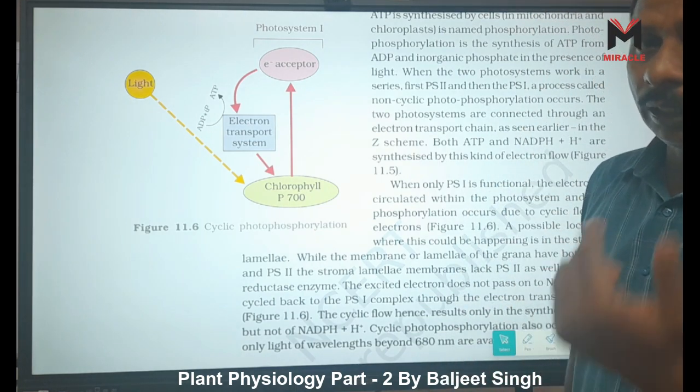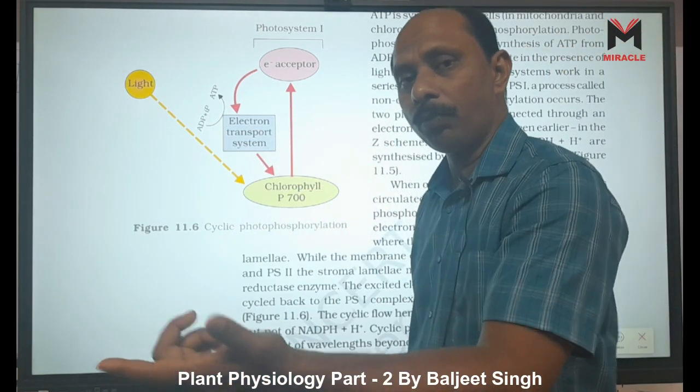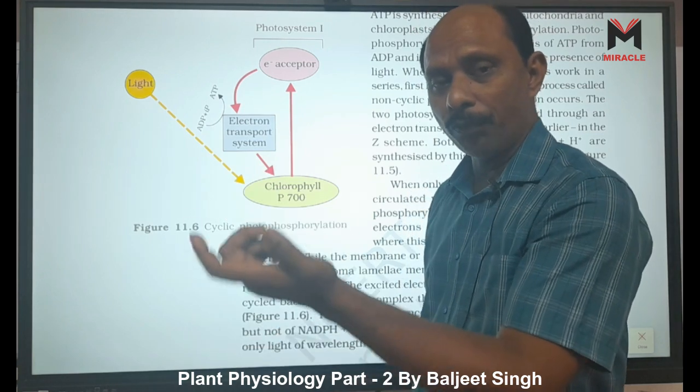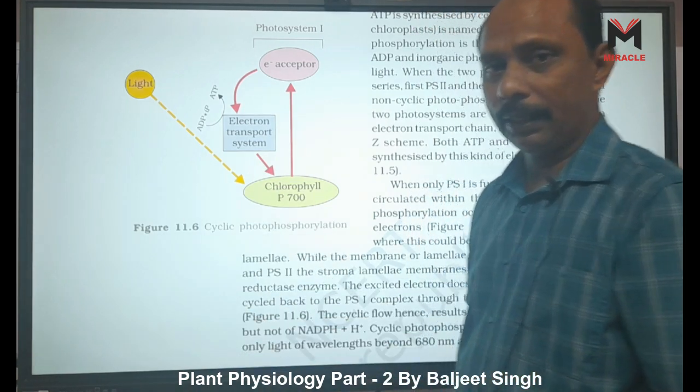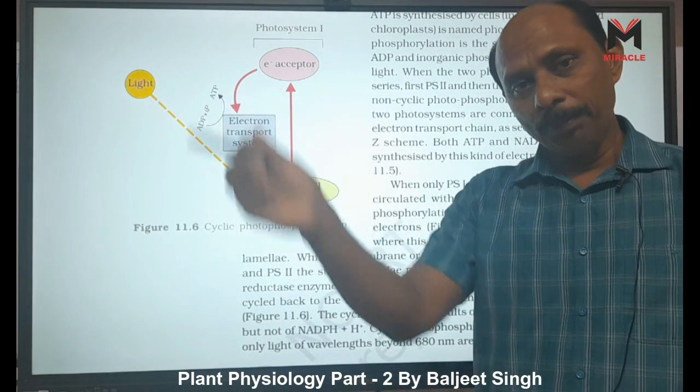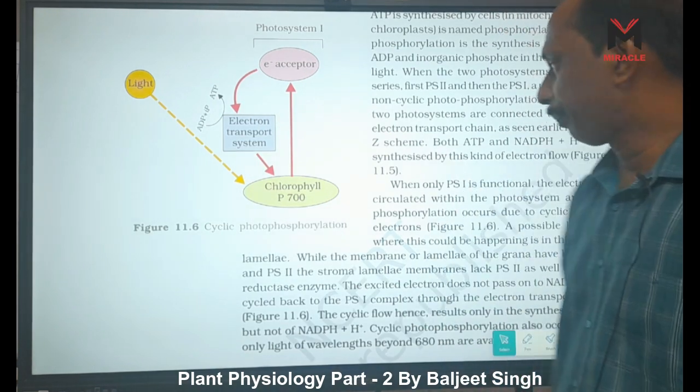And PS second means what? Here another electron comes from hydrolysis, or we can say photolysis of water, right? That's why it never comes back to PS second. That's why it is called non-cyclic, right?